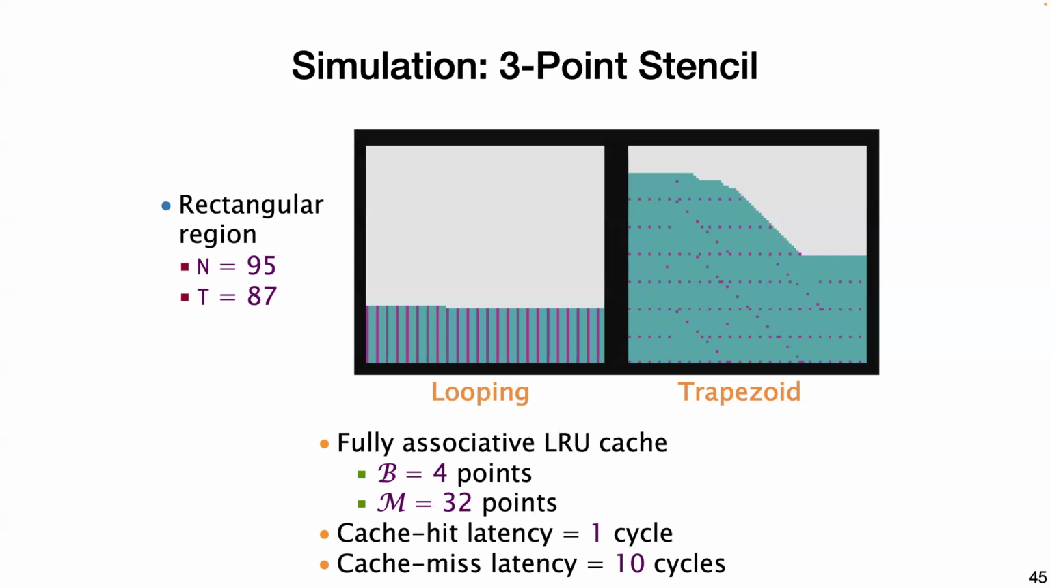And if N is bigger than the memory size, then you just incur a cache miss every B points. However, you can see in the trapezoid one that there are much fewer cache misses over time. You can see that this is growing from the bottom up. This is kind of going up this way. So the access pattern is actually quite different.